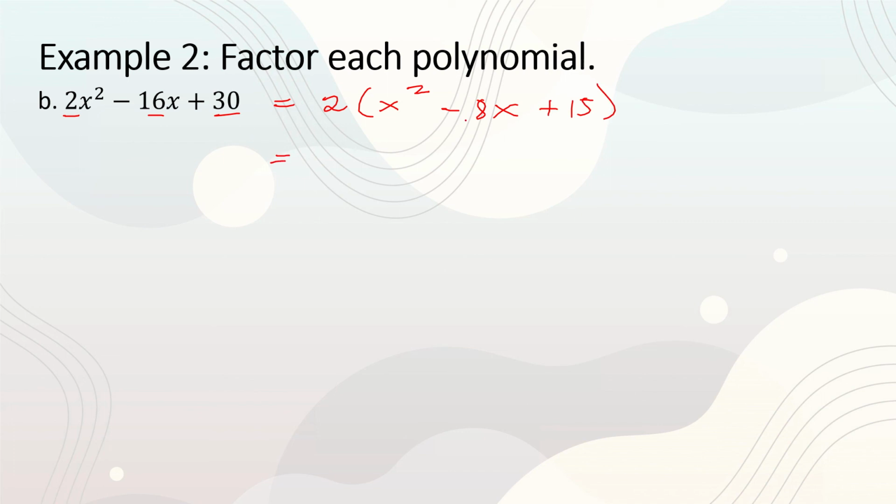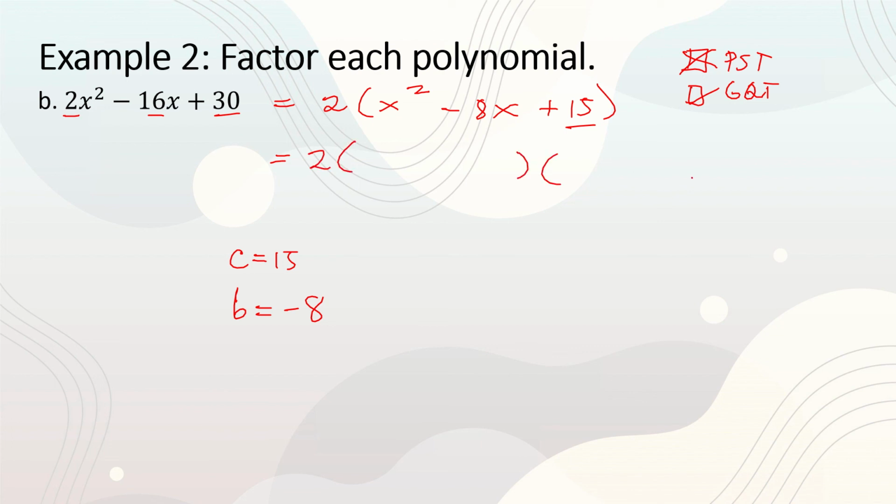Now, there are 3 terms. It's a trinomial, so you have an option PST or GQT. Okay, hindi siya PST because the 15 here is not a perfect square. So automatically, you'll choose GQT, trial and error. So the C here is 15. The B here is negative 8. So dapat dalawang binomial ang expected factor natin. So x squared is x times x. And then yung 15 naman natin, at saka negative 8, magta-trial and error tayo.